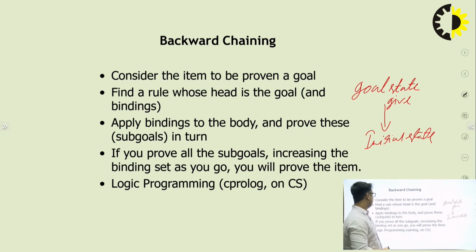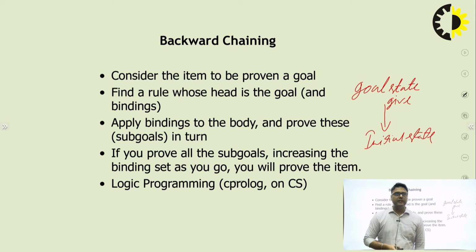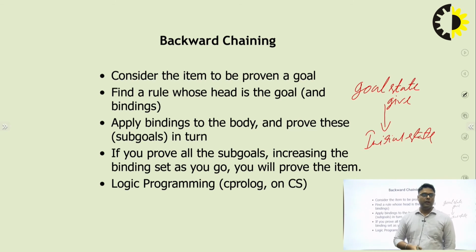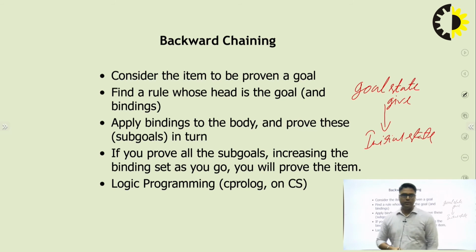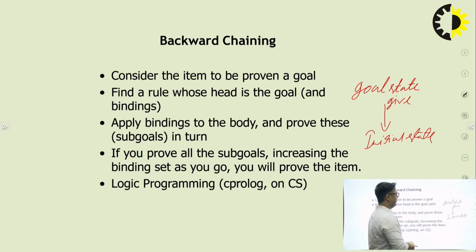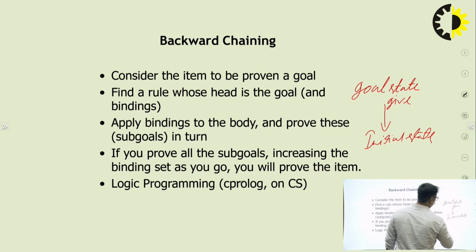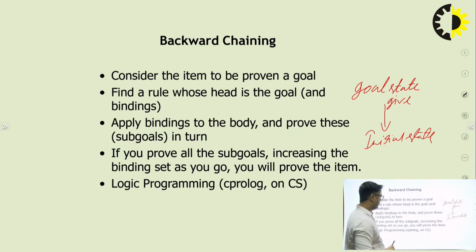I have to check some examples. So first I have to see the main definition of forward and backward chaining. Considering the items to prove as a goal, find a rule whose head is the goal, and binding, apply the binding to the body and prove this in turn. If you prove all the subgoals, including the binding set as you go, you will prove the item. Logic programming, see Prolog and CS. That is, you take the goal state and move to the final state; it is called backward chaining.